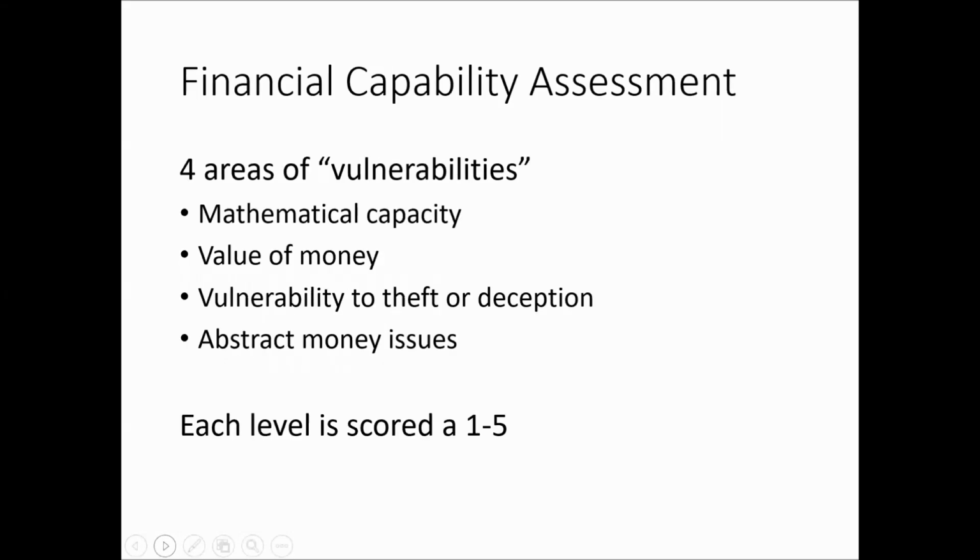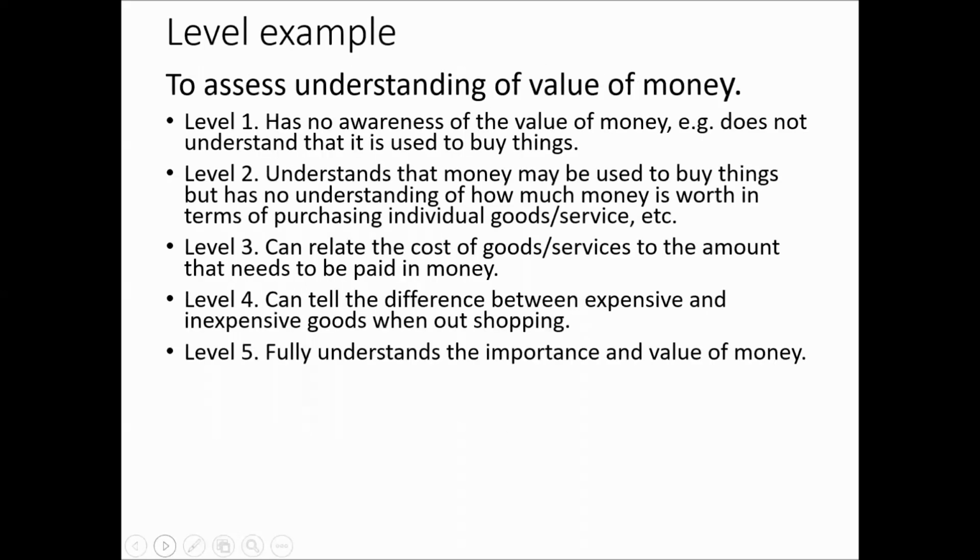So the first part of our assessment, in the document, they call it vulnerabilities. And it is capabilities as well, but it breaks it down into the 4 areas that you see up on the slide. And the way that the assessment works is that you score each area a 1 through a 5. And if you go to the next slide, I give you an example of what one of the areas would look like for understanding the value of money. So, level 1, the person really has no awareness of values of money, doesn't understand that it's used to buy things, up through 5, where someone really understands the importance and value of money.